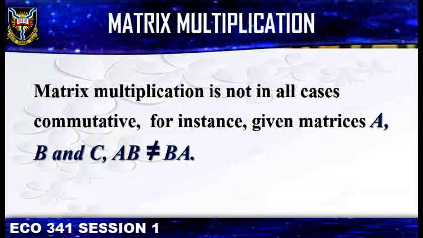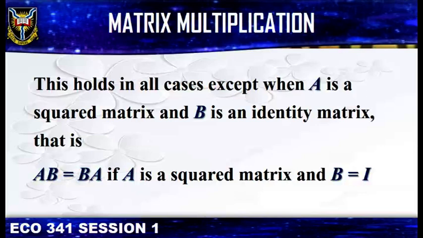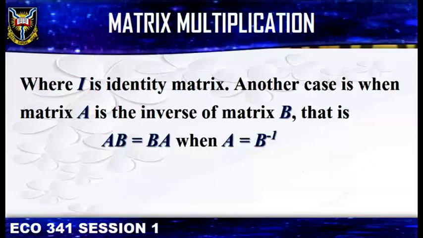Matrix multiplication is not in all cases commutative. For instance, given matrices A, B, and C, AB is not equal to BA. This holds in all cases except when A is a square matrix and B is an identity matrix, that is, AB = BA if A is a square matrix and B = I, where I is the identity matrix. Another case is when matrix A is the inverse of matrix B, that is, AB = BA when A = B^-1.